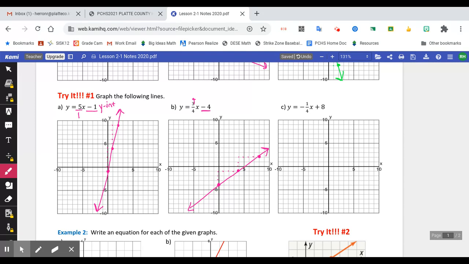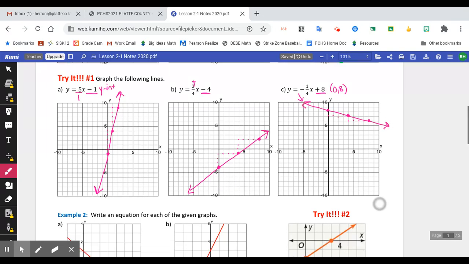Okay, last one. Y-intercept is at 8. So again, that would be like 0, 8. So up 8, put a point. And then slope is negative, so again, it's going to be going down. So I'm going to go down 1, 1, 2, 3, 4. Put a point. Down 1, 1, 2, 3, 4. And then draw in your line. Arrows on both ends. Hopefully yours match mine.